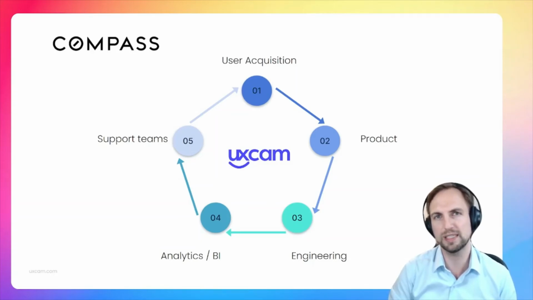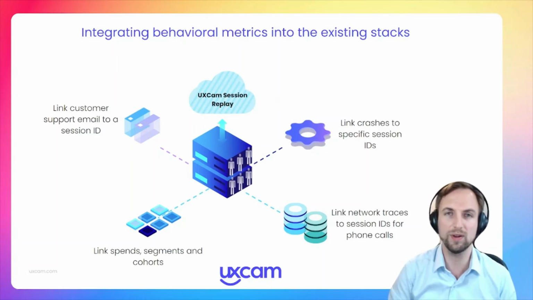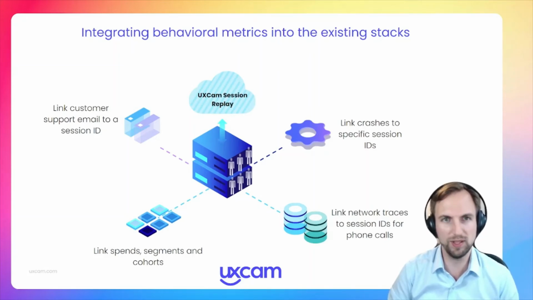The longer it takes, the more users have a bad experience. So, in particular for Compass, this was truly revolutionary, and they did some really cool things. They decided, for example, to link network traces to session IDs for phone calls. So when somebody comes in via phone, they could look into UXCam to see what had happened for that user most recently, and then give a really good contextual recommendation to that customer.